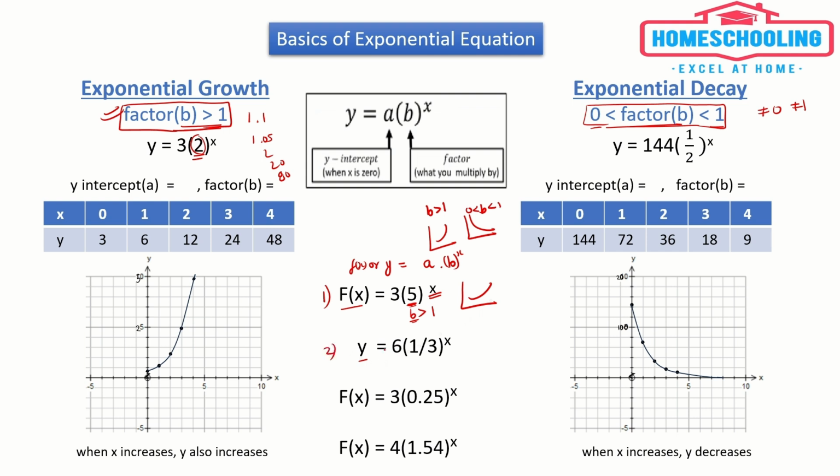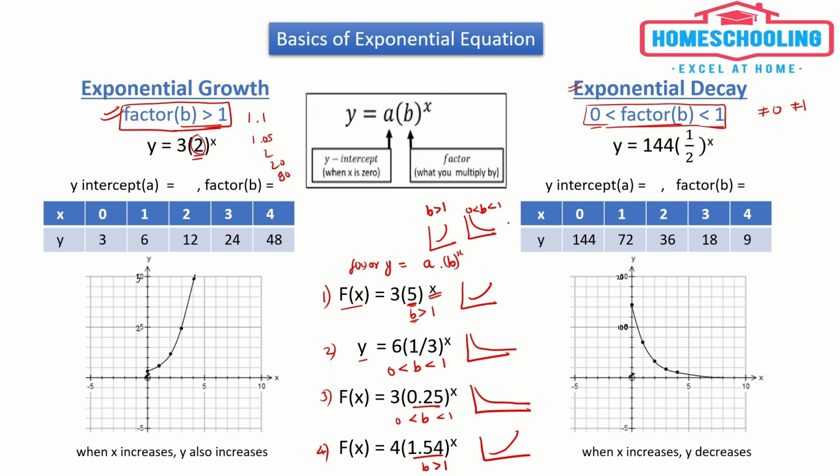Now in example number 2, y is 6 times 1/3 to the power x. So 1/3 can also be written as 0.33. So the b value is between 0 and 1. When the factor b value is between 0 and 1, we will have an exponential decay graph. In the third example, the b value is between 0 and 1, so again, we will have an exponential decay graph. In the fourth example, the b value is greater than 1, so we will have an exponential growth curve.